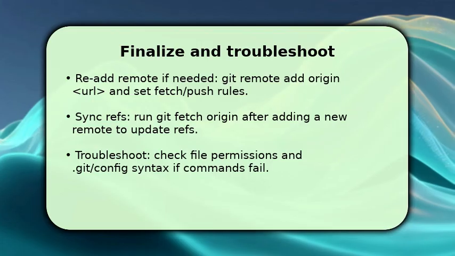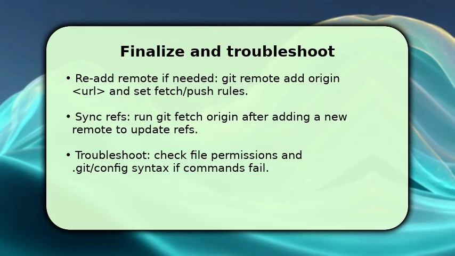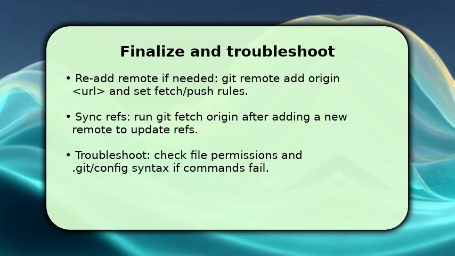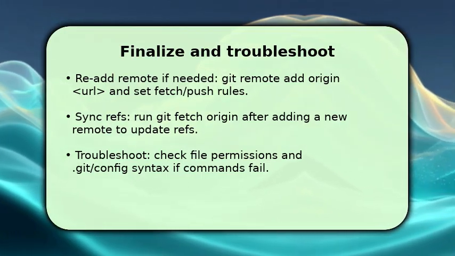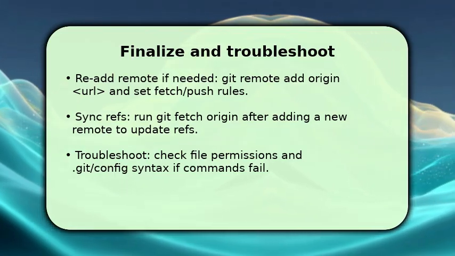If you encounter errors, inspect .git/config for malformed entries and verify file system permissions. Sometimes a locked editor or stray quotes break the file. A single troubleshooting tip: open .git/config in a plain text editor to spot and fix syntax issues quickly.